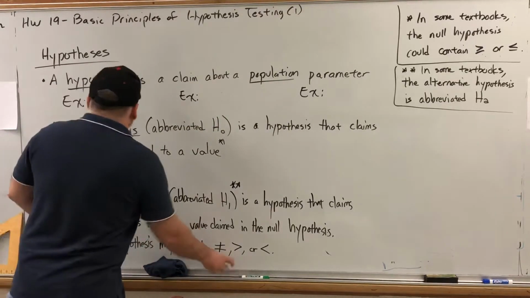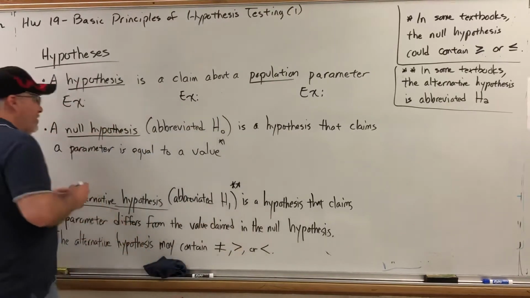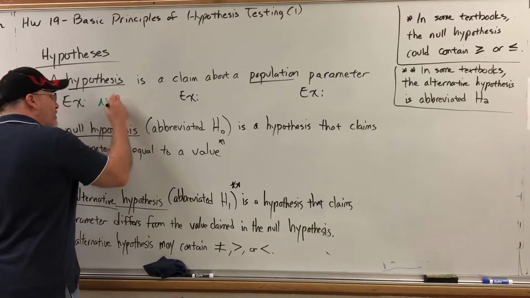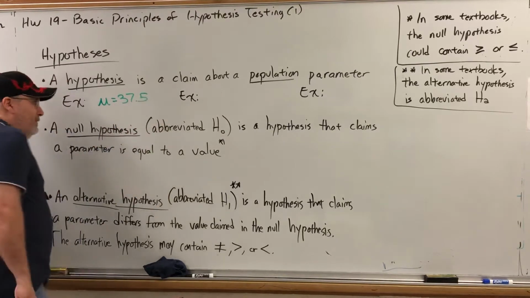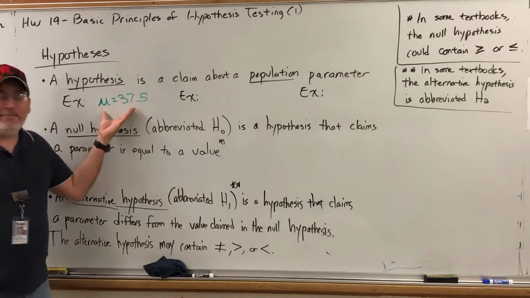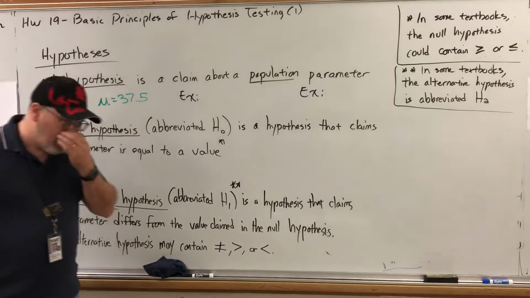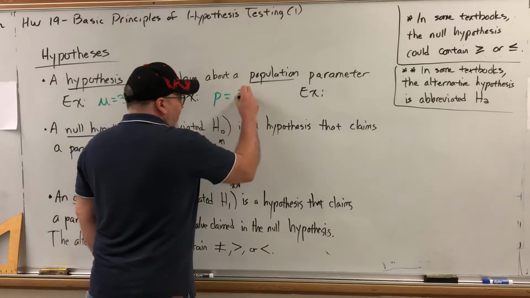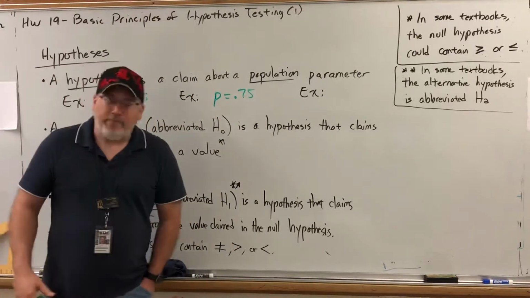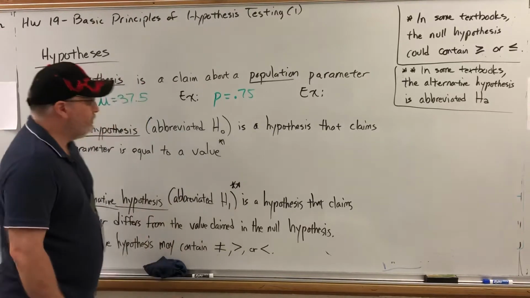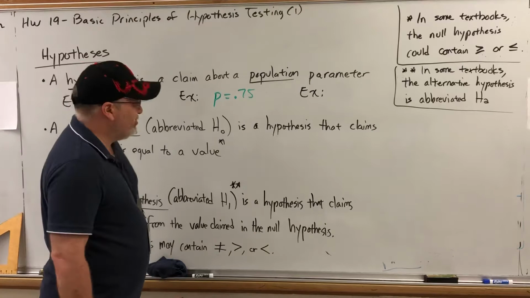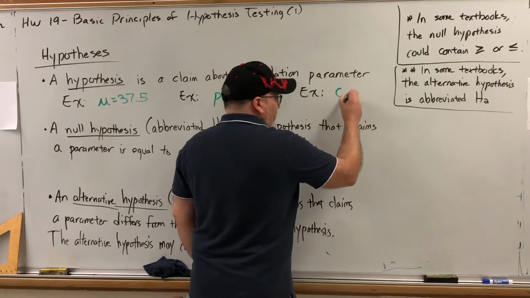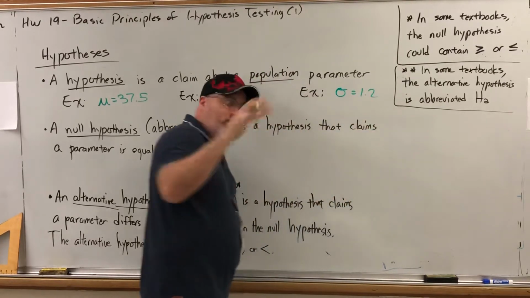For example, somebody may claim that in a population, the mean is 37.5. Mu equals 37.5. This is the claim about a population. I claim its mean, its average is 37.5. Or I may claim that in a population, P is equal to 0.75, meaning that 75% of the population has a certain characteristic. Or you can even make a hypothesis, a claim about a population standard deviation. I claim the population standard deviation is 1.2, whatever it is we're measuring.